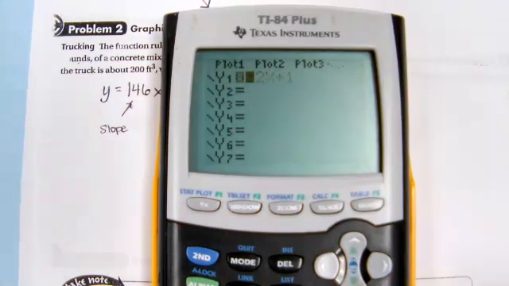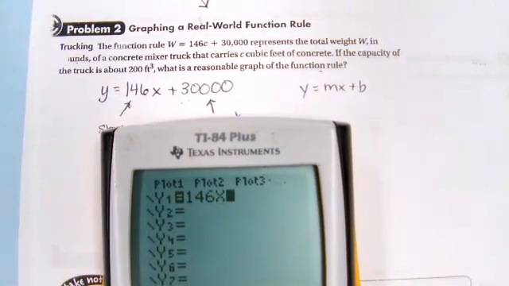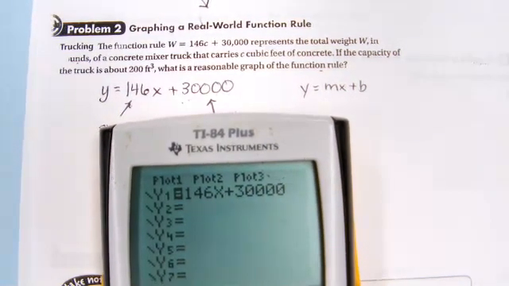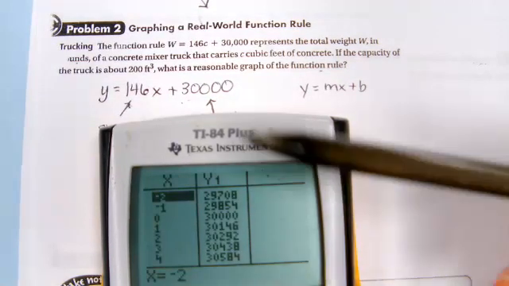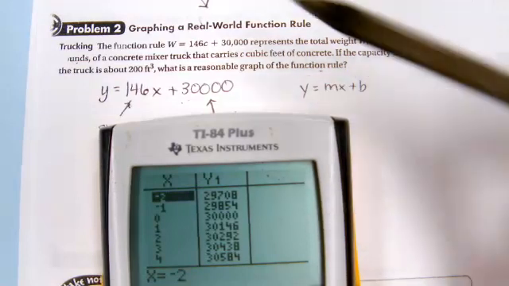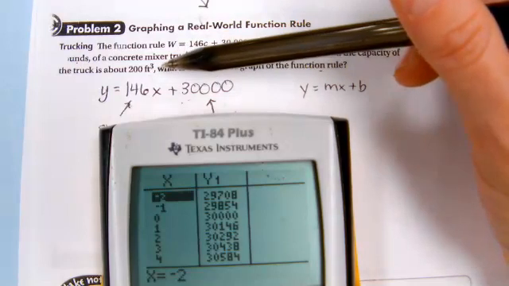Okay, so let's put this in. Y equals, clear that out. Now we're going to put in 146x plus 30,000. Make sure you got enough zeros in there. Okay. Now let's go to table first, right? And so take a look at these numbers. They're really big, aren't they? And we got to get all the way up to 200 cubic feet, right?